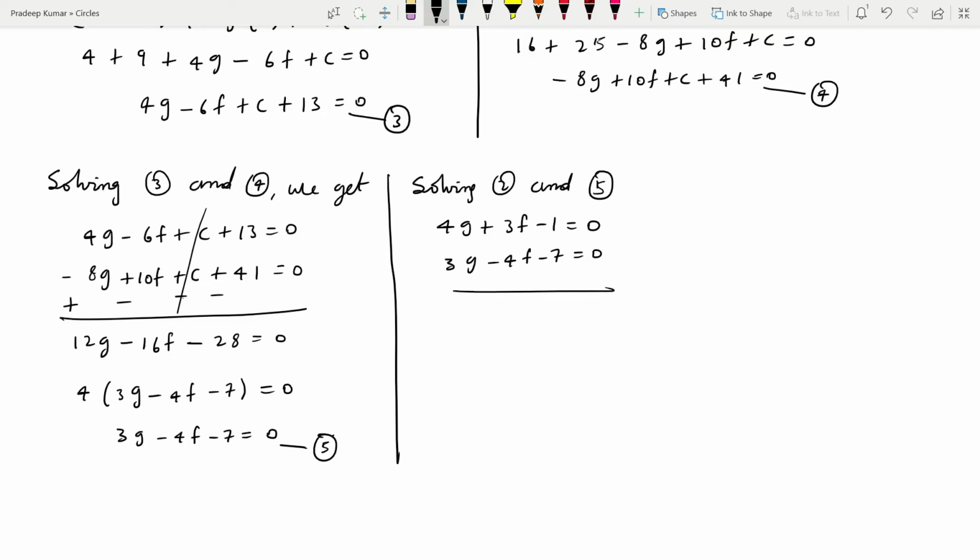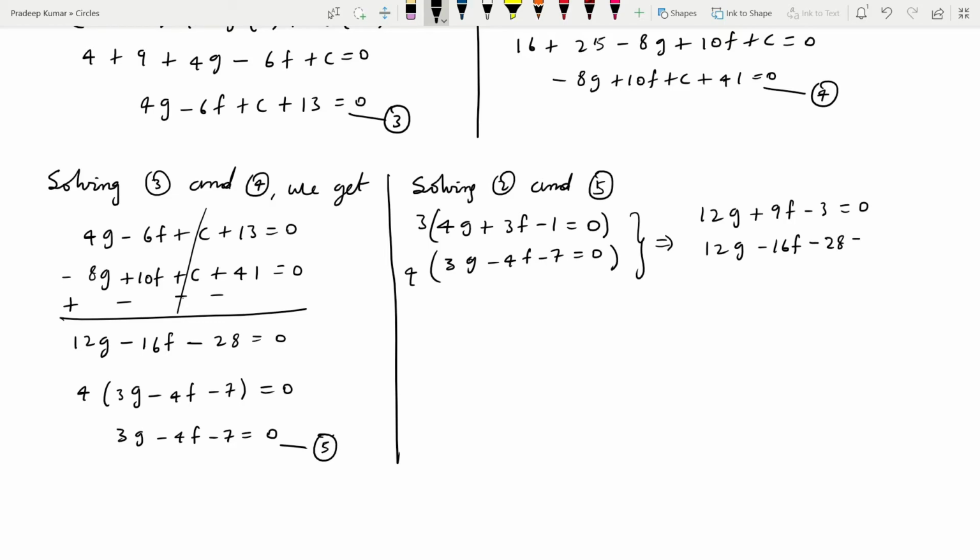So if we have to solve these equations, at least any one variable, either g or f, any one element should be same. So here as nothing was same, for equation 2, I'll just multiply with 3, and equation 5 I'll just multiply with 4. So let's see what do we get. So this is 3 4s, it was 12, so 12g, then plus 3 3s, it was 9f, minus 3 = 0. So here also 4 3s, it was 12. So 12g minus 4 4s is 16, 16f, minus 7 4s, it was 28 = 0.